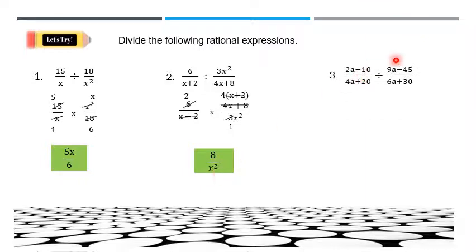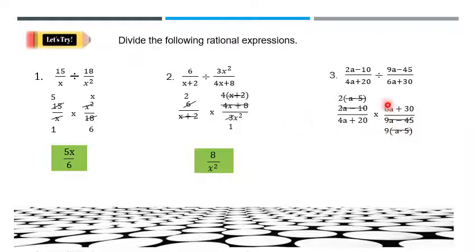Number 3: 2a minus 10 over 4a plus 20 divided by 9a minus 45 over 6a plus 30. Copy, then change the sign and take the reciprocal. Then 2a minus 10 can be factored using the common monomial. We have 2 quantity a minus 5. And this one also has a common monomial: 9 quantity a minus 5. Then cancel out a minus 5.